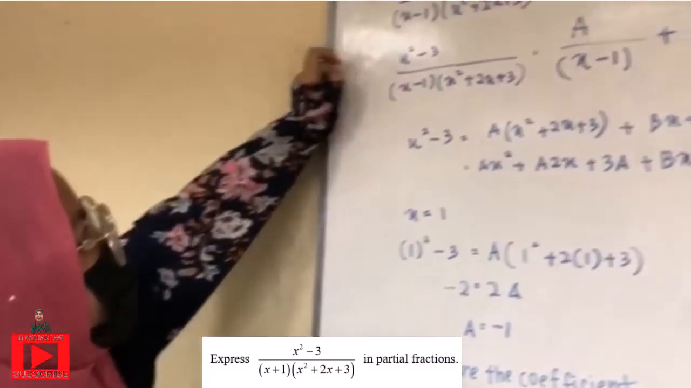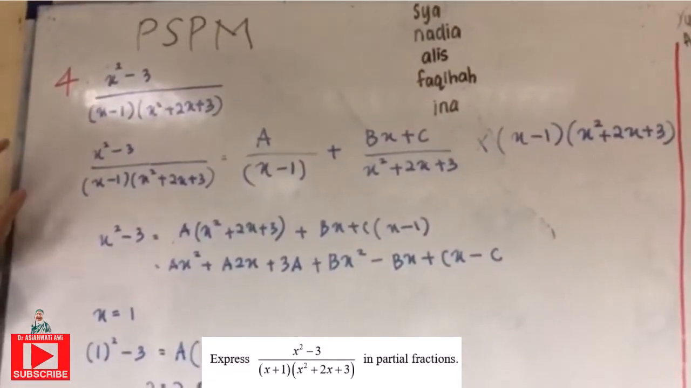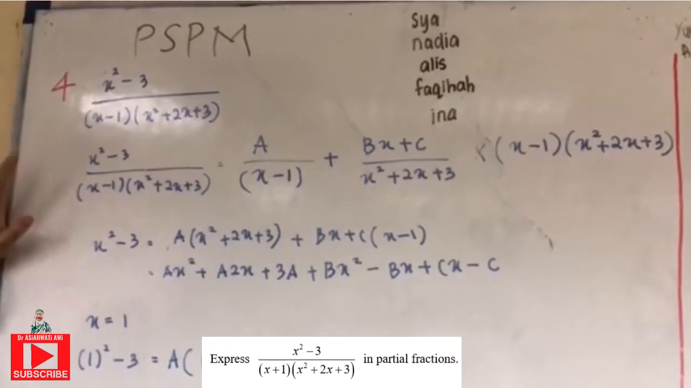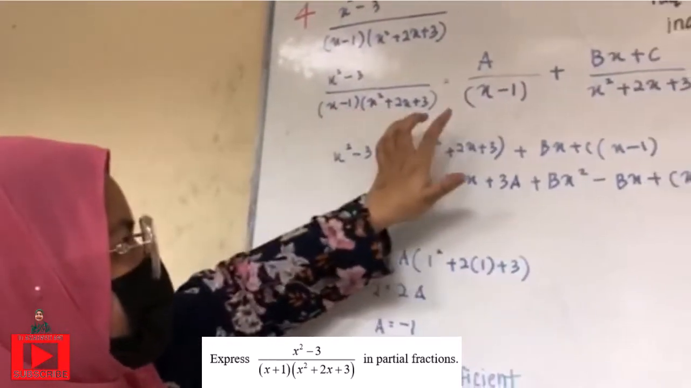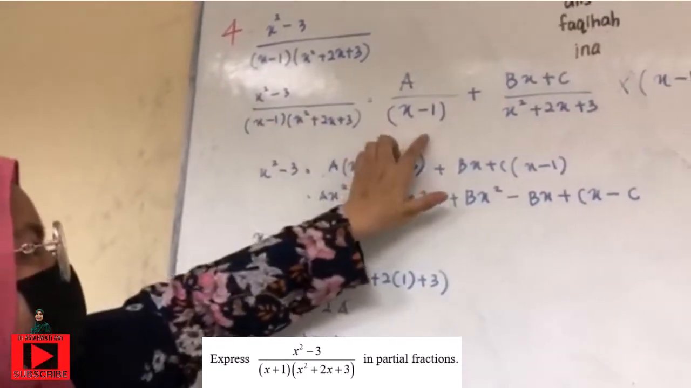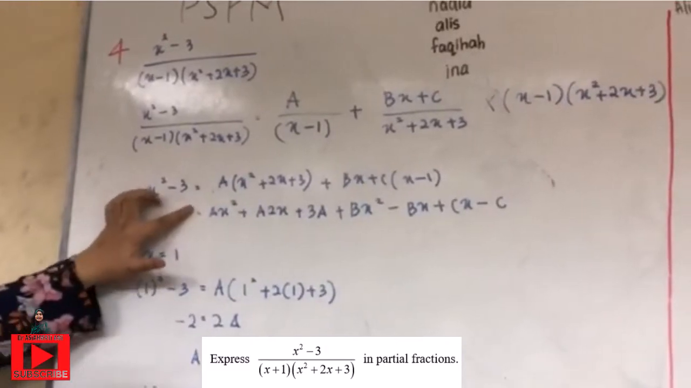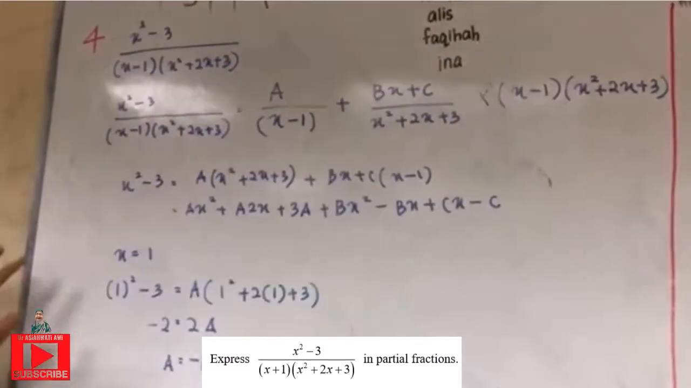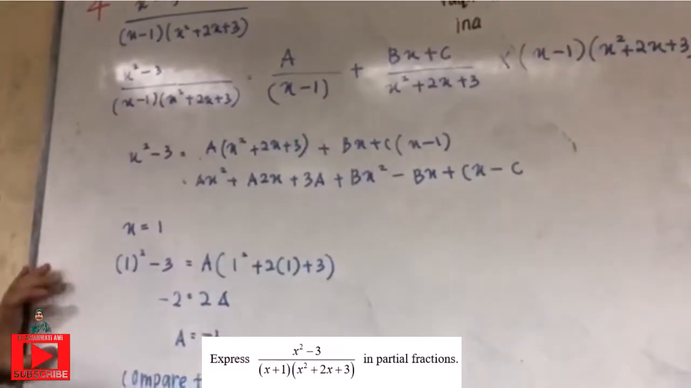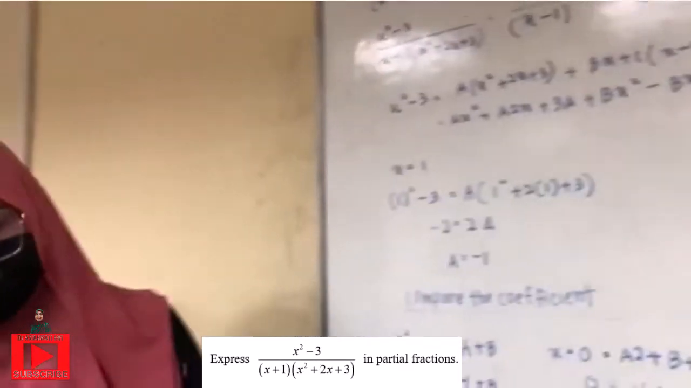Okay, good. This is equation number 4 PSPM. This is the equation that was given by the question. We solve using this formula and multiply with this, we will get this one. So we multiply and get this. We substitute to find the value of a, and we will get a is equal to negative 1.